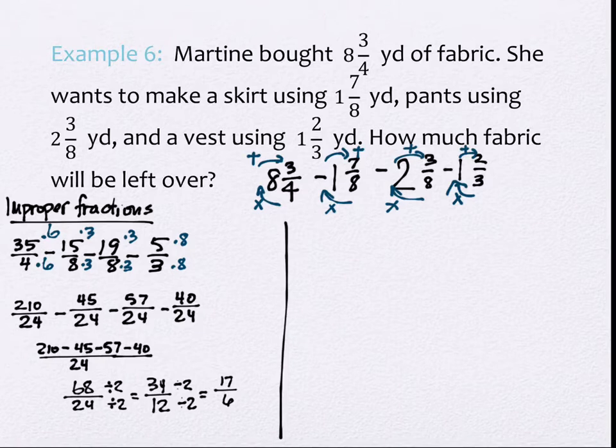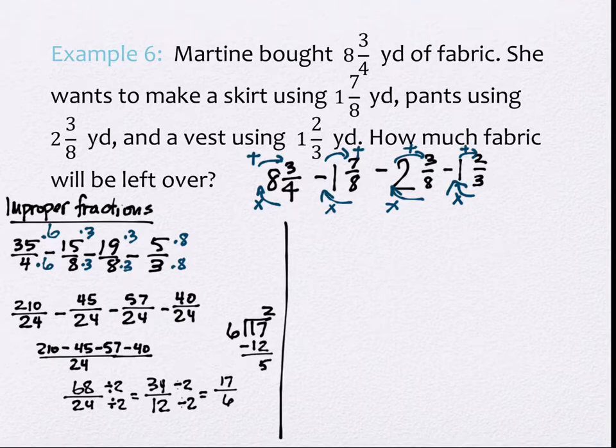We started with her talking about how many different yards she has in mixed number form. So we will put it back into mixed number form. And we talked about this last time. This means I take 17 divided by 6. How many times will 6 go into 17? 2 times. 2 times 6 is 12. We subtract to get 5.